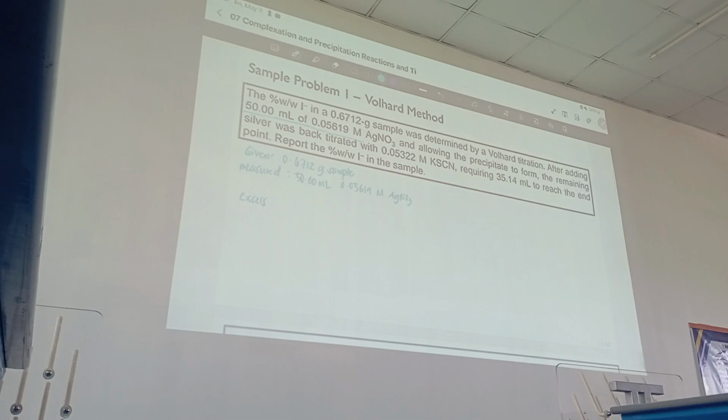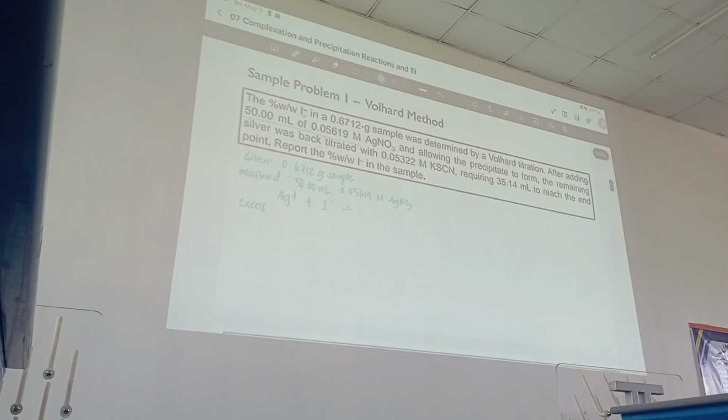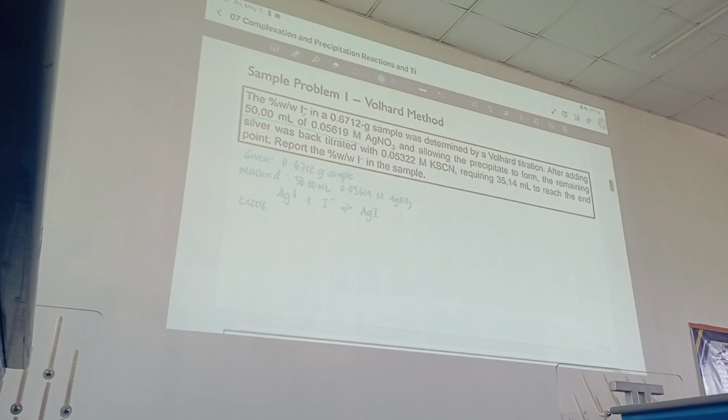Say reaction natin. Okay, ang reaction natin is Ag plus I minus forming AgI. Dalawang given: the percentage of weight in I na sample. Si I.